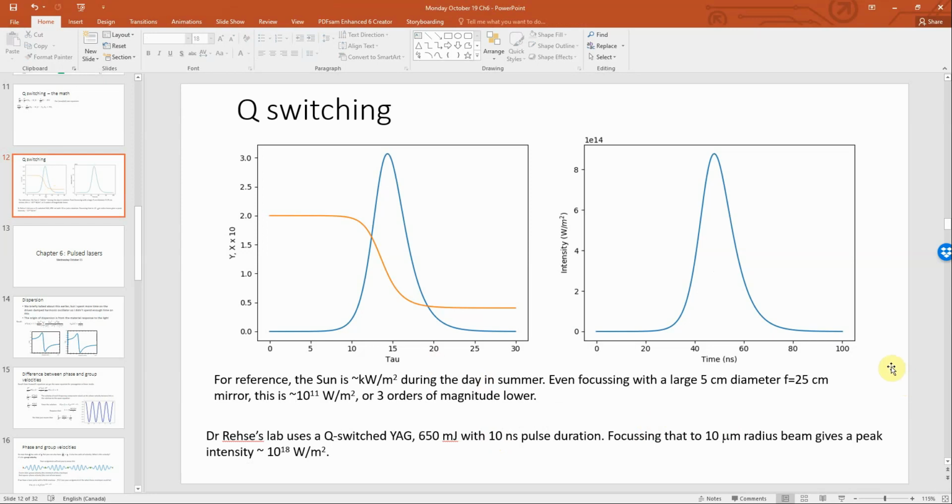And then if you focus them tightly, you can have really, really high intensities. As we compare some numbers, Dr. Razy's lab, if you focus it tightly, can get up to 10 to the 18 watts per meter squared. Whereas the sun, even if you focus it extremely tightly, is going to be something like a millionth of that. So that's the reason why we like these Q-switched pulses.